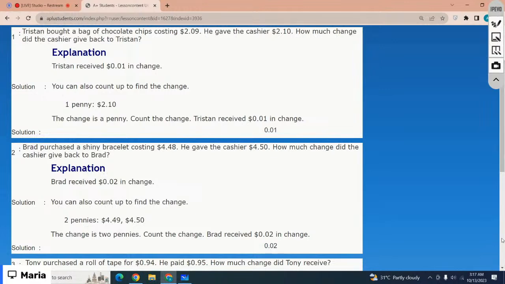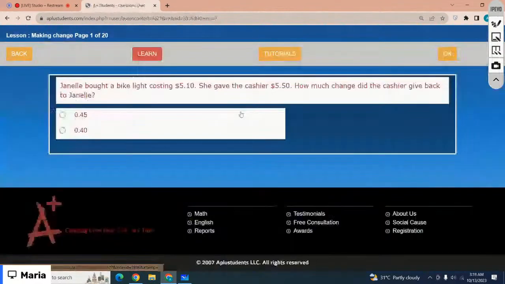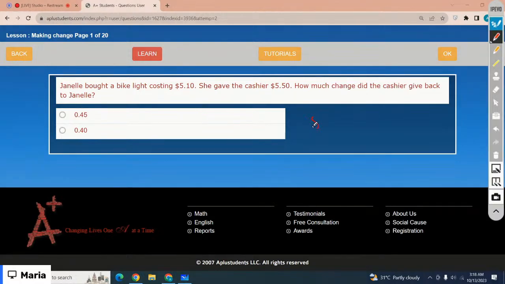Let's just start with the practice questions. Janelle bought a bike light costing $5.10. She gave the cashier 5.50. How much change did the cashier give back to Janelle? Which is the correct option, 0.40 or 0.50? Just subtract and see how much cash he gave back. You have to do 5.50 minus 5.10, right? 0 minus 0 is 0, 5 minus 1 is 4 and 5 minus 5 is 0. That means it is 0.40, right? Second one is the correct option.